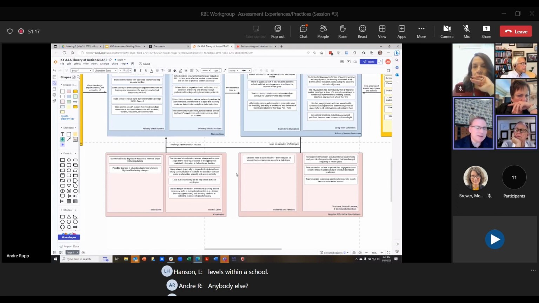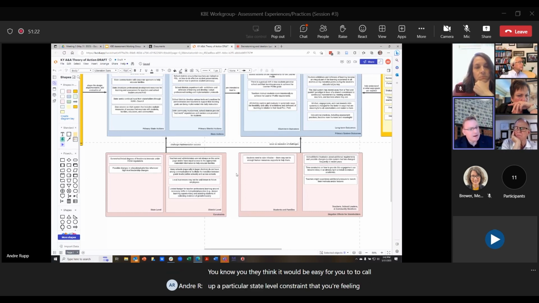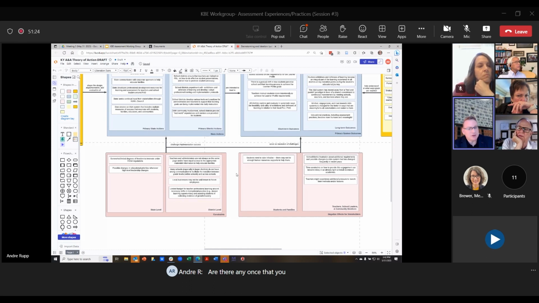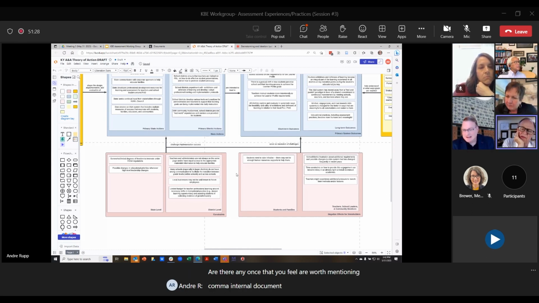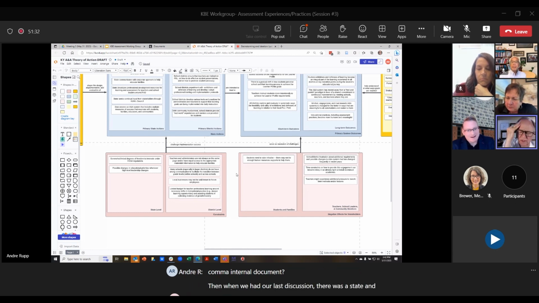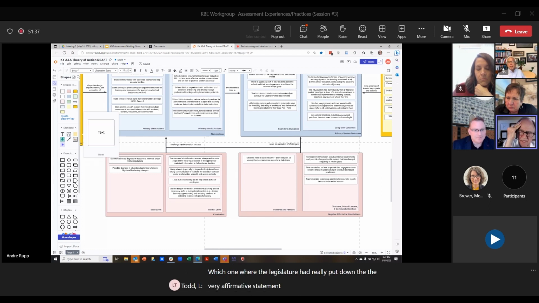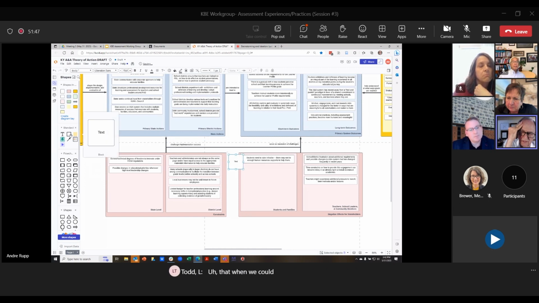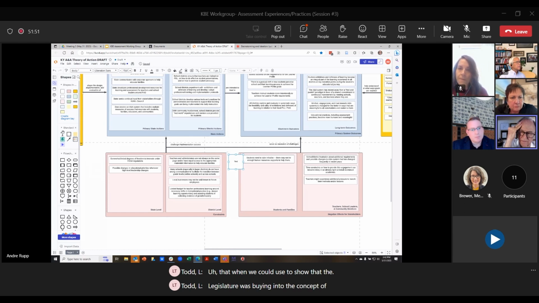You'd think it would be easy to call up a particular state-level constraint that you're feeling. Are there any that you feel are worth mentioning from an internal document? When we had our last discussion, there was a state, and I forget which one, where the legislature had put down a very affirmative statement about competency-based education versus seat time. And I don't know whether we have such a statement that we could use to show that the legislature was buying into the concept of what we're doing.